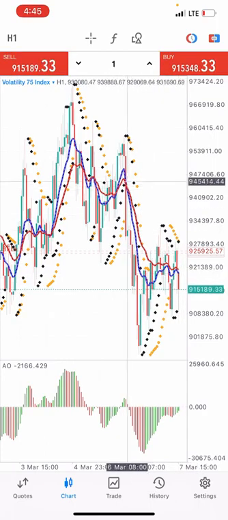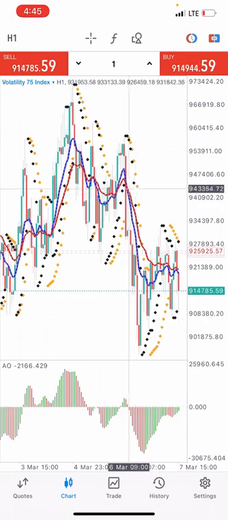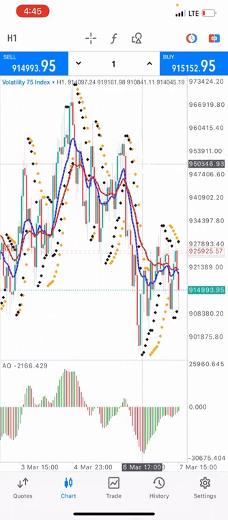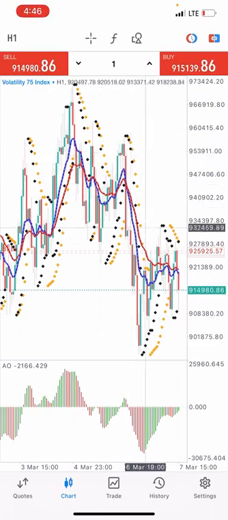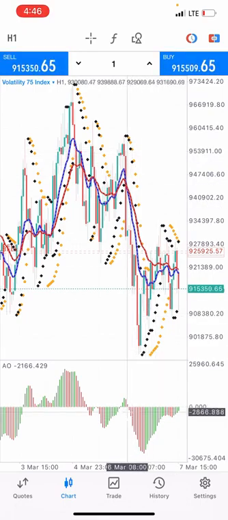Look at it at this point. The red moving average crossed above the blue moving average, and the yellow parabolic SAR is above the black one, and the awesome oscillator below the red one was a perfect entry for me to place my sell.